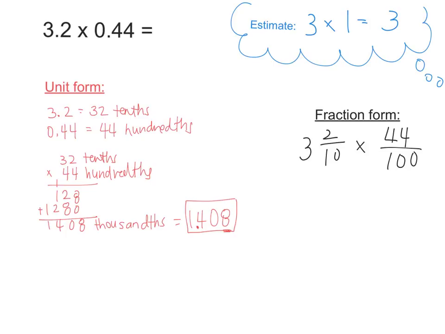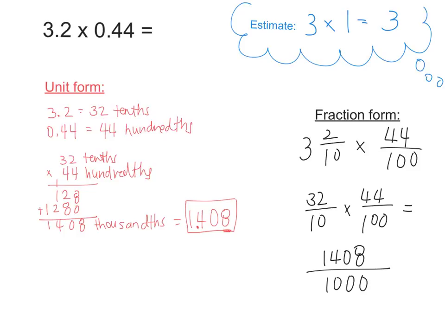We first need to convert my mixed number into a what? Improper fraction. 3 and 2 tenths is the same as what over what? 32 tenths. Good. Times 44 over 100. So then in my numerator I have 32 times 44. Did we already do that math? What is 32 times 44? Okay. And then in my denominator I have 10 times 100, which is? So is this going to be the same answer? Yes. Very good. Do you guys see how the fraction form proves that the unit form works?